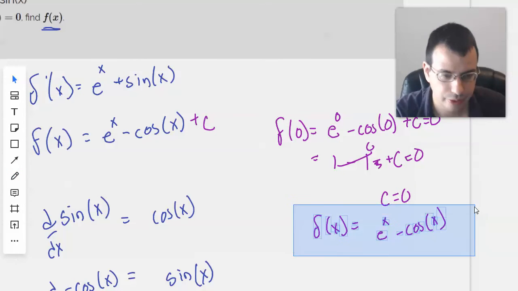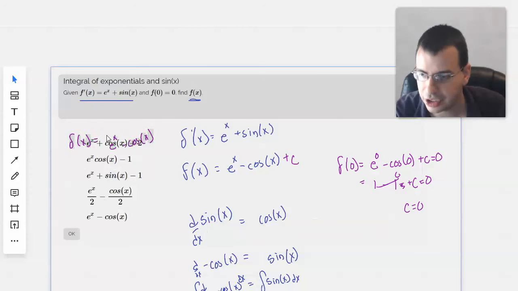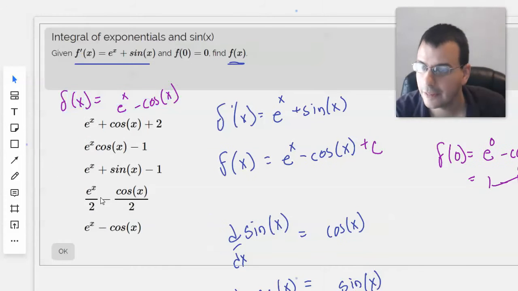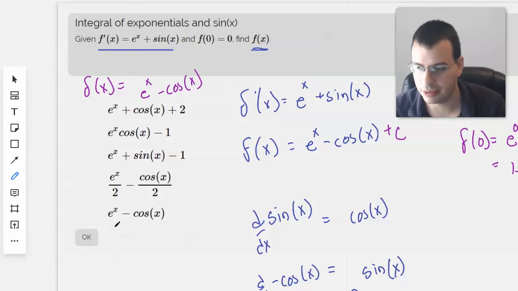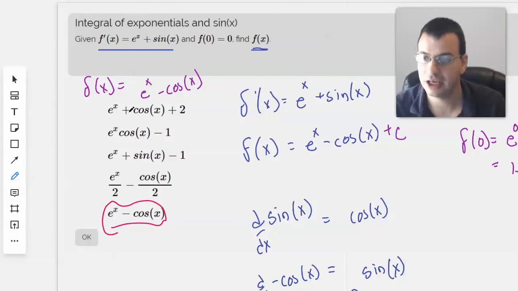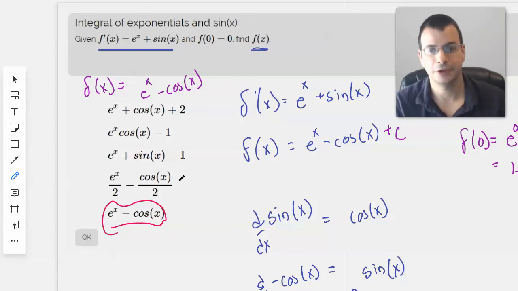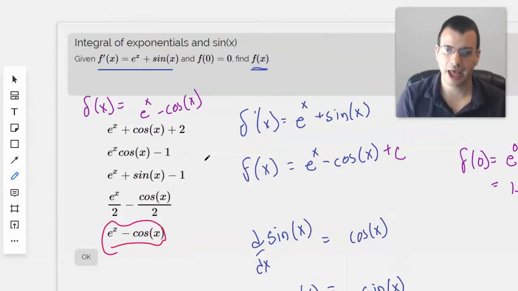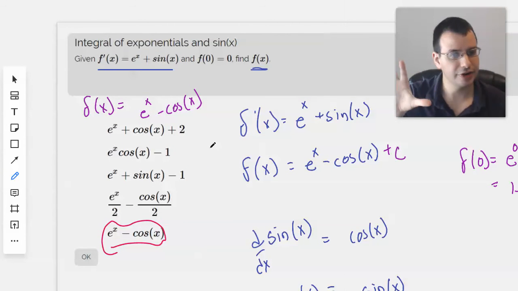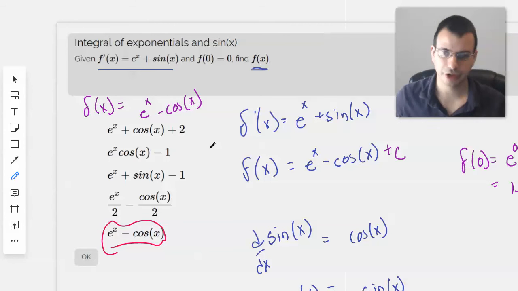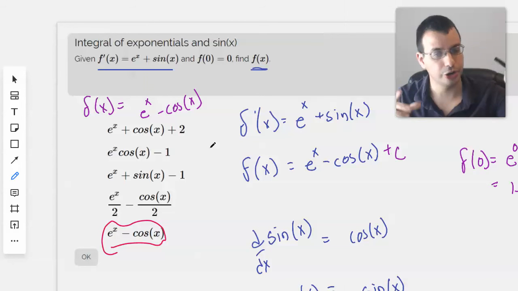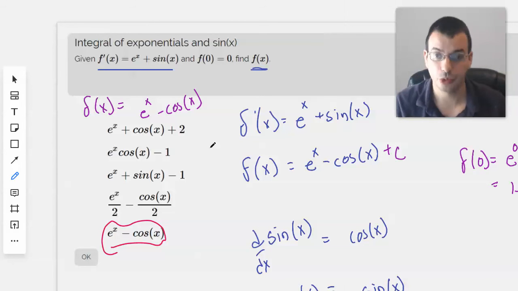Whoop. Move this over so I can get a good view. So we have, it's going to be this bottom answer right there. E to the x minus cosine of x. So to backtrack, what happened here was we were given a derivative. They're like, find the function f of x using its derivative. To go from the derivative to the normal function, we need to take the integral, which we did.